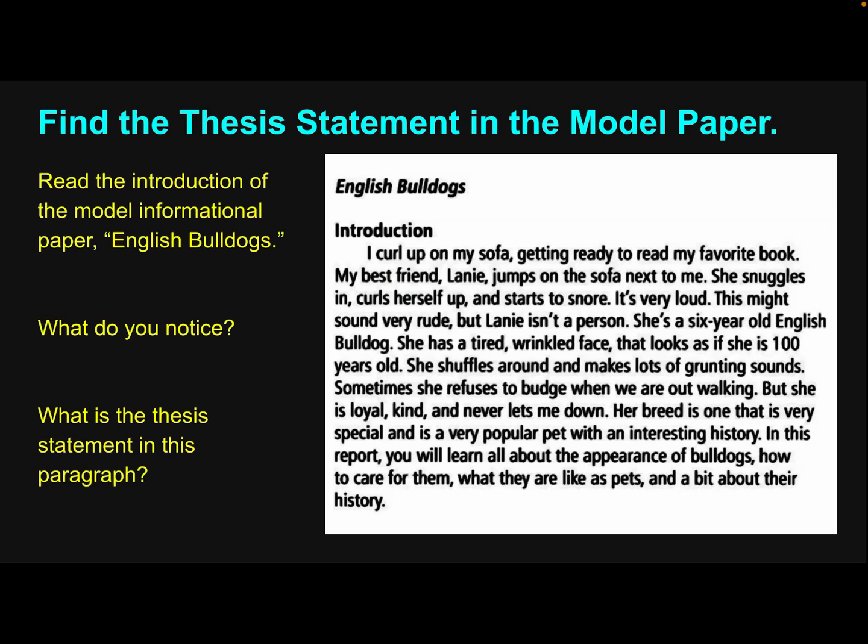Okay, so let's look at our model paper, and I want you to notice, what do you see in our introduction? Because we're going to be talking about introductions tomorrow. So let's try to find our thesis statement. What is the thesis statement in this paragraph? Go ahead and with a partner, look for it. Pause the video if needed.